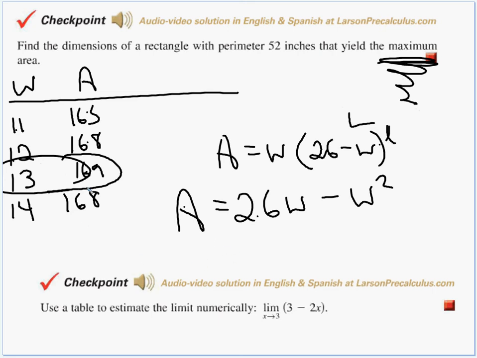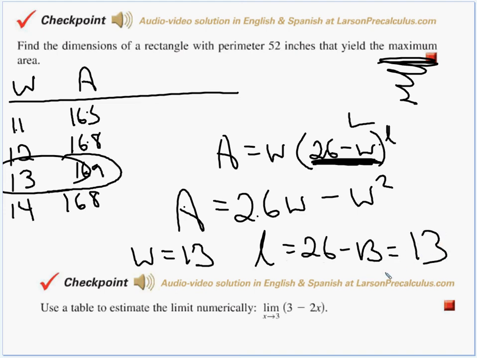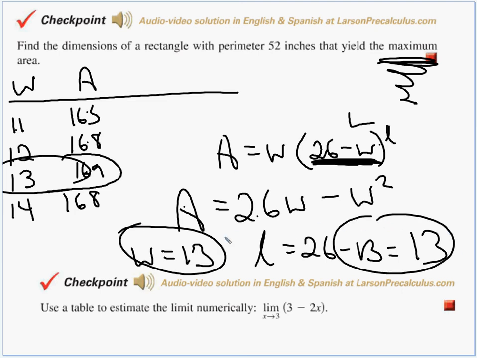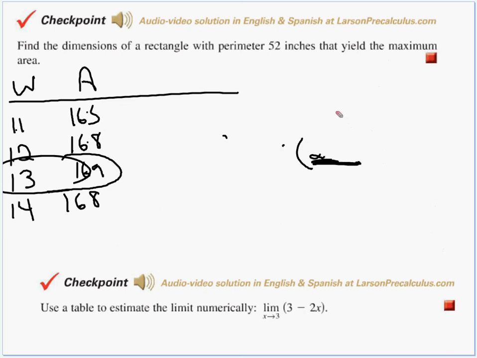So if our width is 13, we had our equation here was 26 minus W was L, so L equals 26 minus 13, or 13. Just like in the example, we found a perfect square. Here our square is 13 by 13. I think in our first example it was 6 by 6.